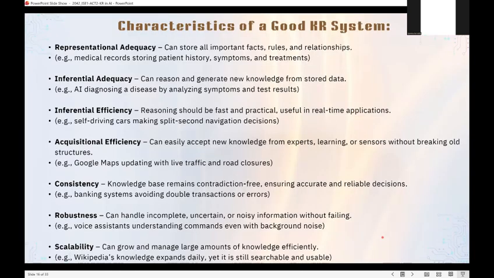So let's see the characteristics of a good KR system. A good KR system should be accurate, quick, consistent, expandable, and reliable. For example, Google Maps instantly updates routes when roads are closed. That shows an efficient and adaptive knowledge system at work.